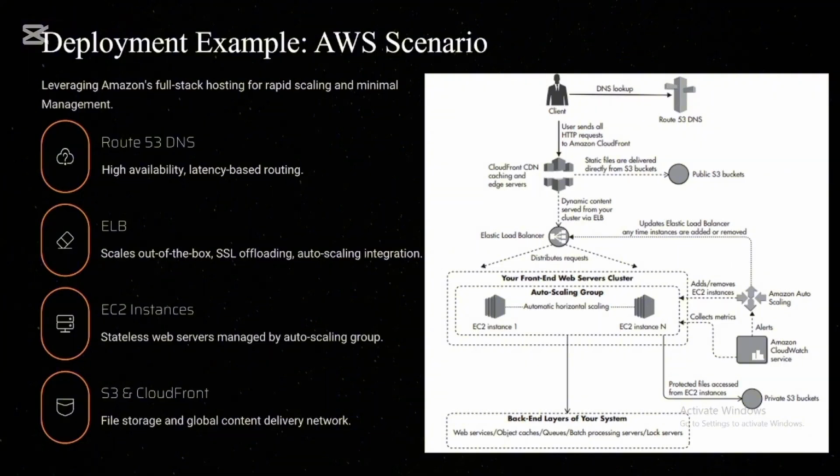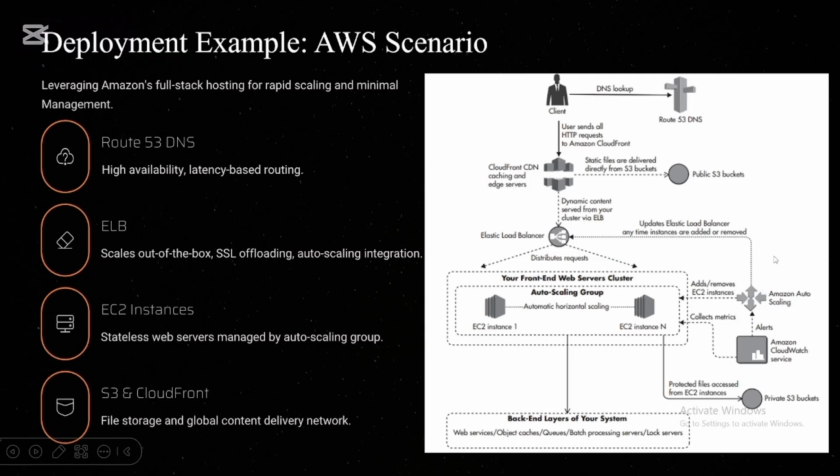Now, if we look at the diagram on the right, a user first makes a DNS lookup through Route 53. Their request then goes to CloudFront, which serves cached or static files directly from S3. For dynamic content, CloudFront routes the request to the Elastic Load Balancer, which distributes it across multiple EC2 web servers. These servers communicate with the backend layer or private S3 buckets when needed. Finally, CloudWatch monitors system performance, and auto scaling ensures the infrastructure adjusts automatically to keep everything healthy and responsive.